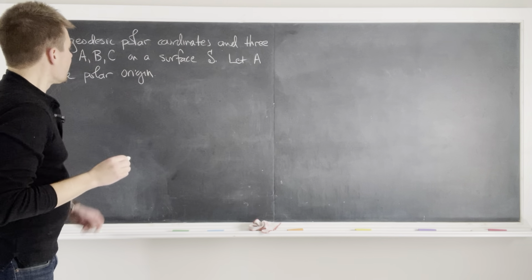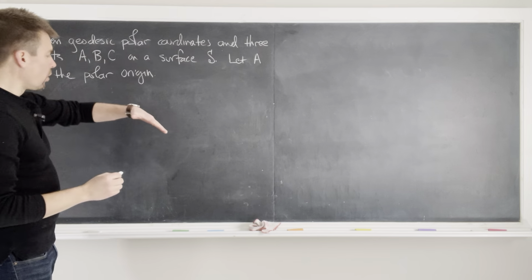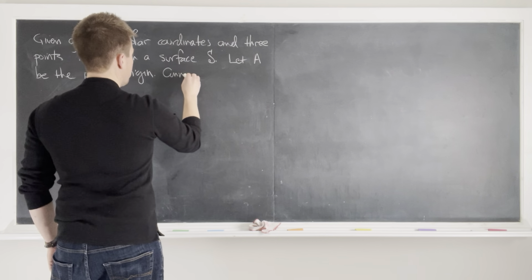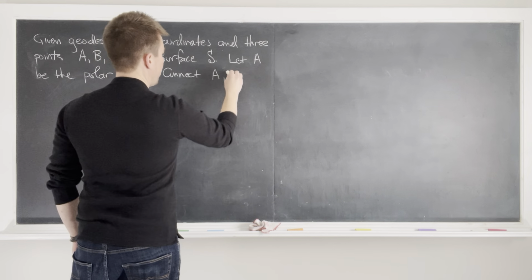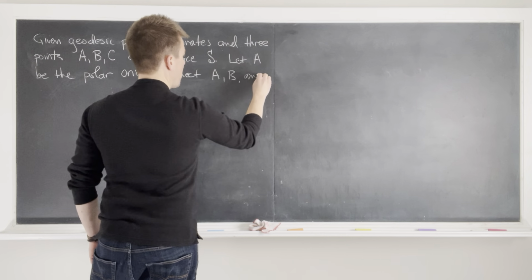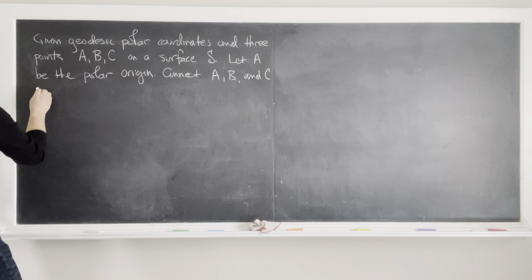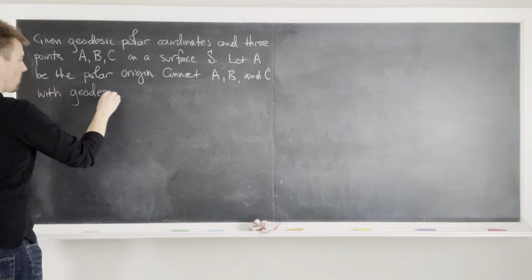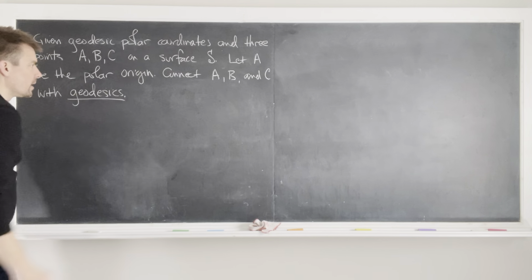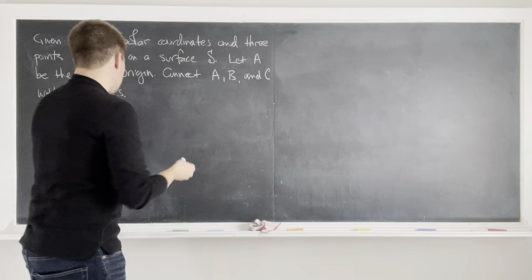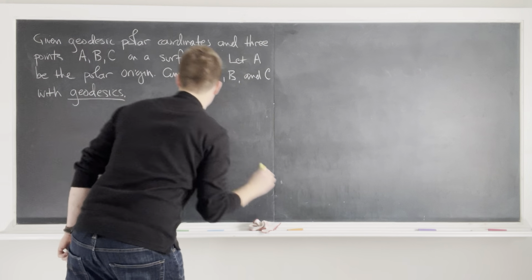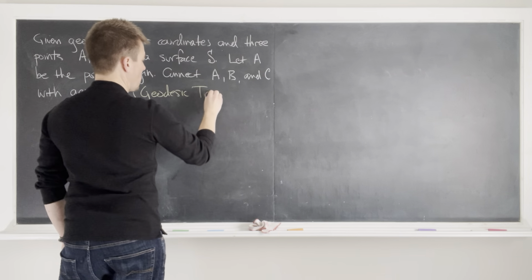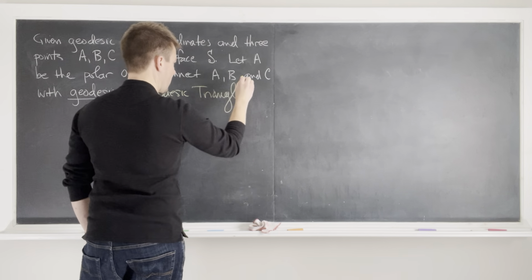Okay, great. And then I'm going to choose the polar angle in a moment here after I connect these points. Connect A, B, and C with geodesics. If we do this, we'll have what's known as a geodesic triangle.